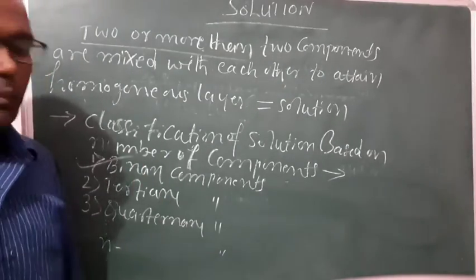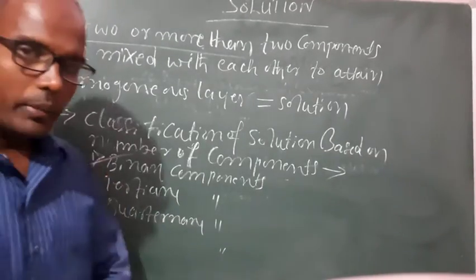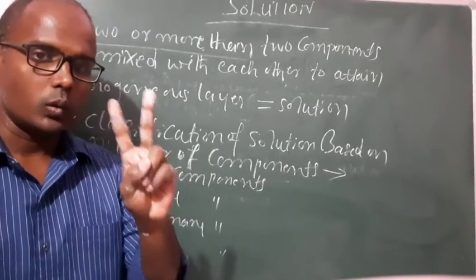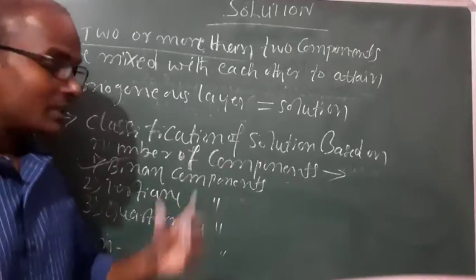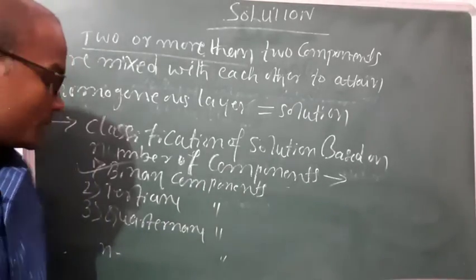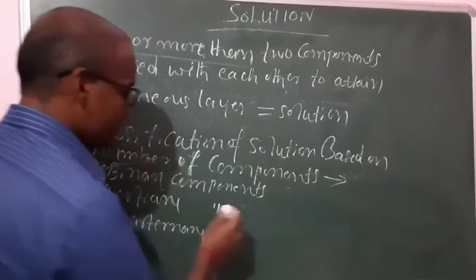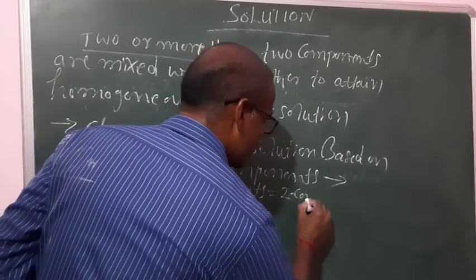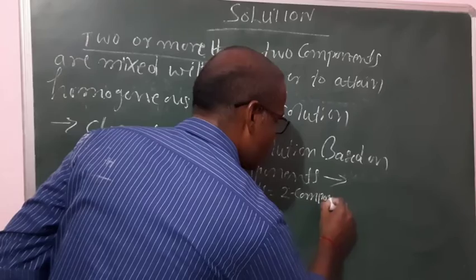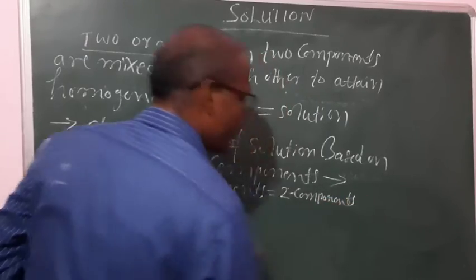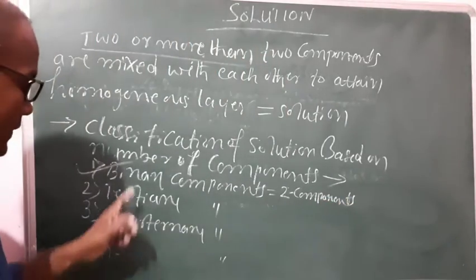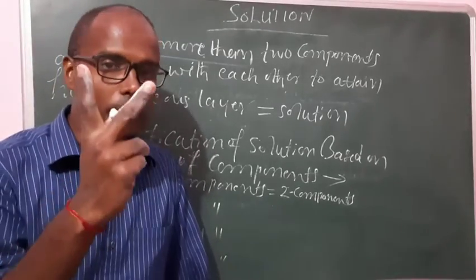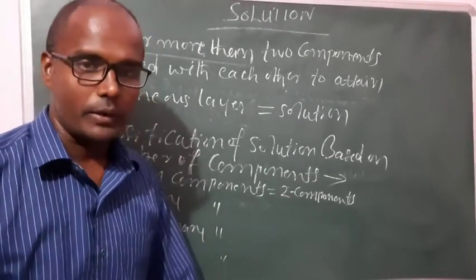What is binary component? The word bi stands for two. It means two components are present in the solution. Only two components are present. So look at here, friends. Two components which are present in the solution, that we call a binary component. A solution which contains only two components, that we call binary components.